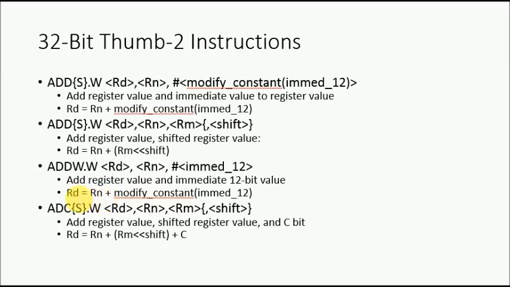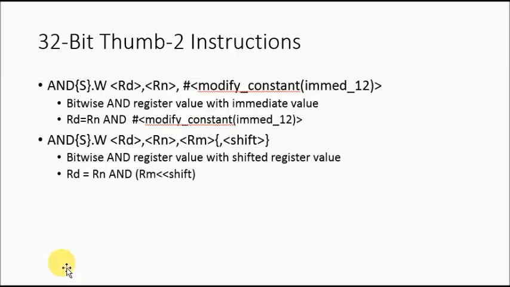Next is ADC{S}.W Rd, Rn, Rm, shift. Now here we have to add the register value with the shifted register value along with the carry flag. Here Rn plus the content of Rm, shifted to the left by the bit position specified in the shift, is added along with the carry flag, and the result will be stored into the Rd. So Rm is shifted to the left by the bit position specified in the shift.